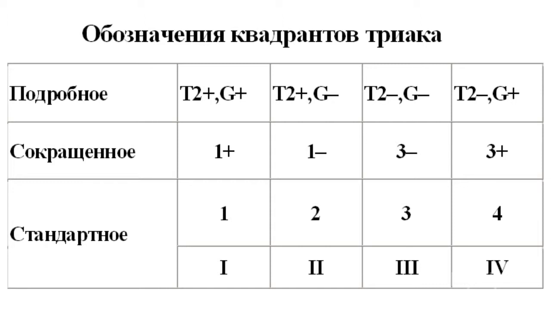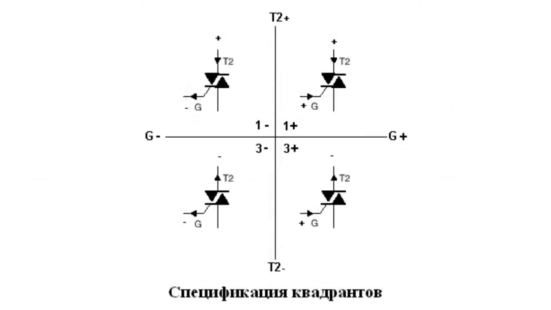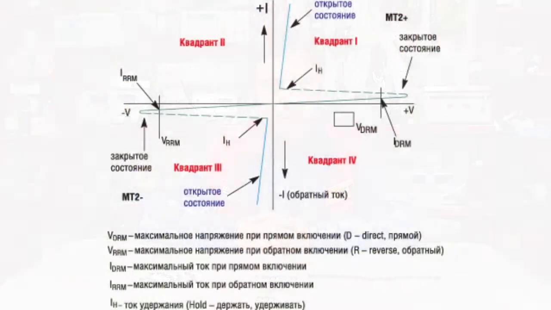This is why a symistor has 4 operation modes or quadrants, namely 1 plus, 1 minus, 3 minus and 3 plus. 1 and 3 stand for current voltage characteristic sectors. Plus and minus indicate the polarity of the gate. This is the working principle of the so-called four-quadrant symistors, also known as 4Q triacs. Low voltage signals applied to the control electrode are used for adjusting operation modes of a symistor.